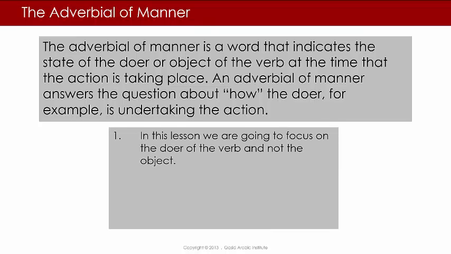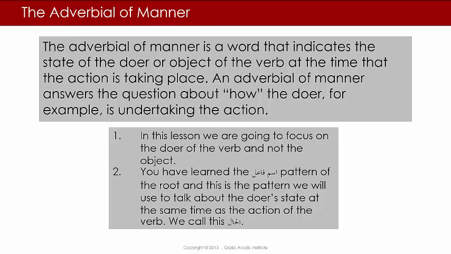In this lesson, we're going to focus on the doer of the verb and not the object of the verb. You've learned the ism fa'il pattern of the root, and this is the pattern we will use to talk about the doer's state at the same time as the action of the verb. And we're going to call this al-hal.